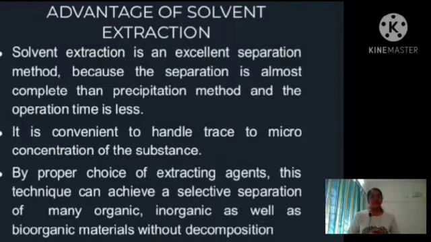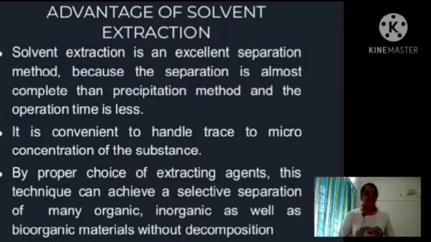Another important advantage is that we can carry out this separation technique from trace amounts of substances to macro level concentrations of the substances. Again, by proper choice of extracting agent, this technique becomes an excellent separation technique for separating organic, inorganic, as well as bioorganic and radioactive materials without any decomposition.